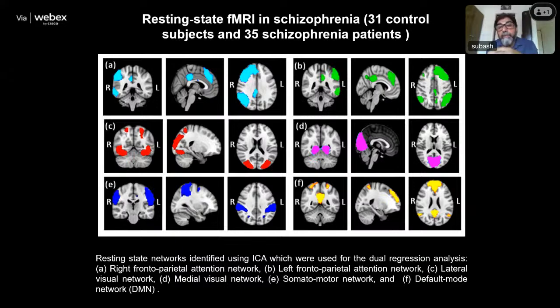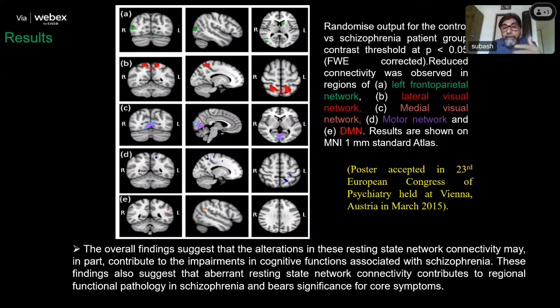This is a resting state fMRI in schizophrenic patients. You can see these 6 networks were identified in them, and after further analysis comparing the 2 populations, you find the left frontoparietal network, lateral visual network, medial visual network, motor network and DMN are affected. You can see DMN is present in all the disease conditions because they also have negative thoughts.